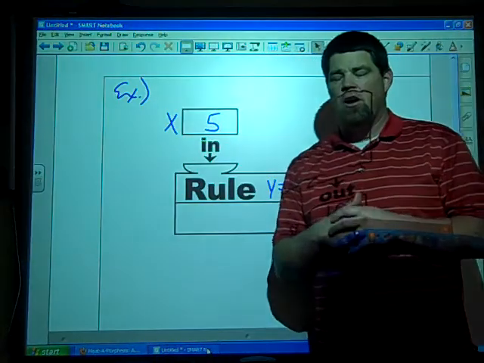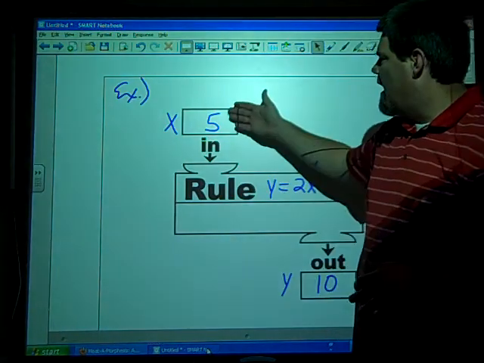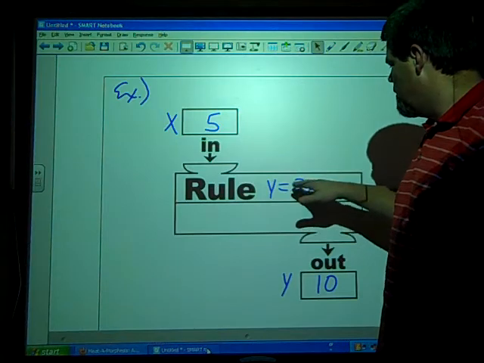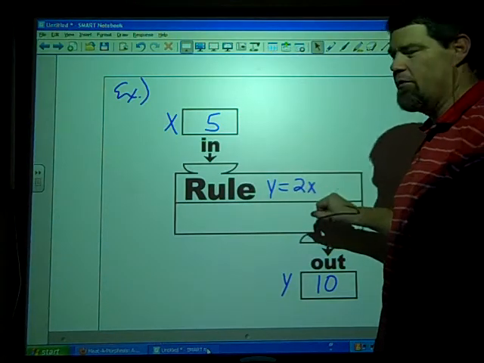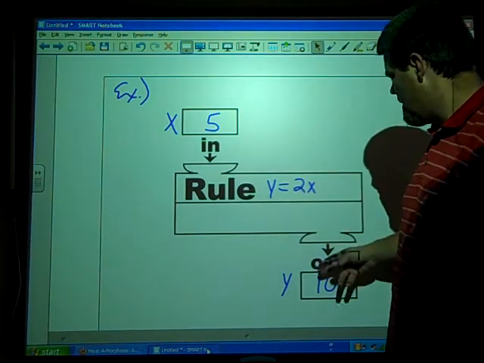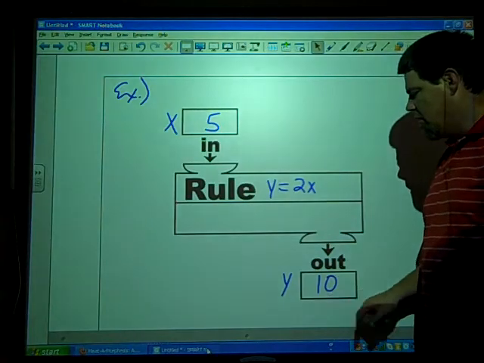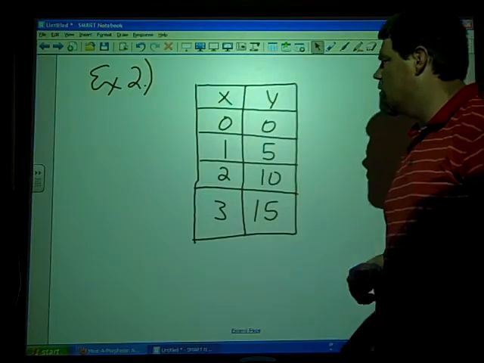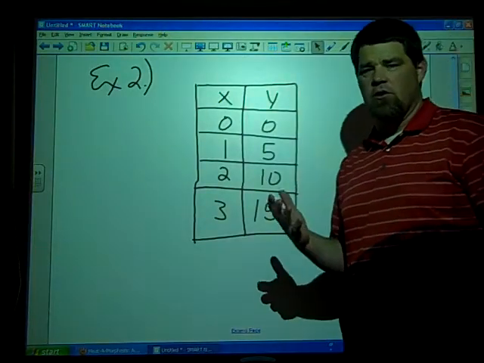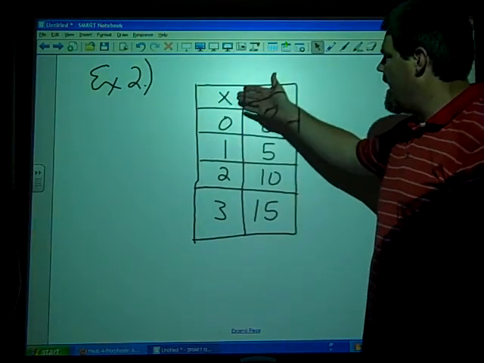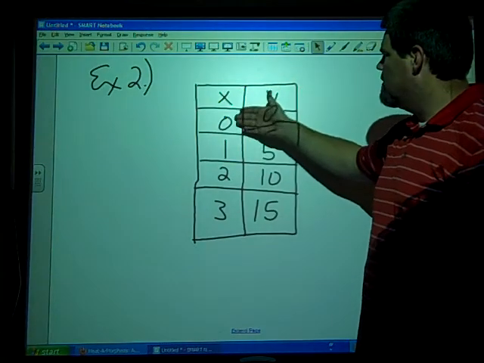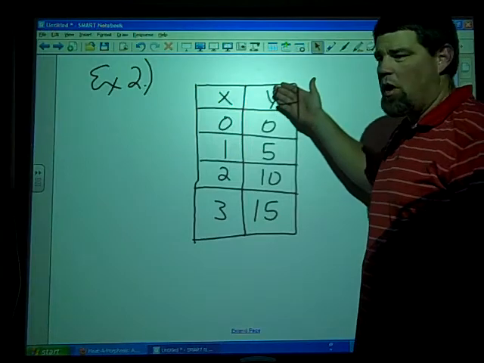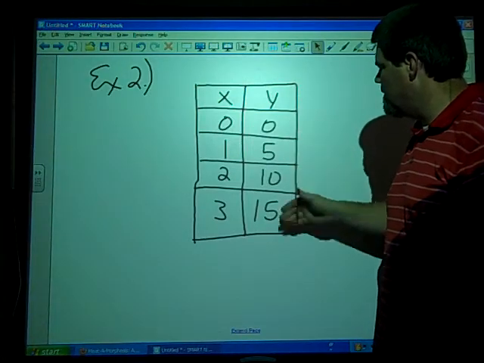All right, so that's what our function machine does. You put a number in for your input, let it run through the rule, y equals 2x, so we substitute 5 in for x, 5 times 2, and it comes out as our output value of y of 10. So let's look at a couple examples. Here we're going to be writing a rule for a function table. Here we have our x values, our input values, 0, 1, 2, and 3, and then we have our output values, which are represented with y, of 0, 5, 10, 15.